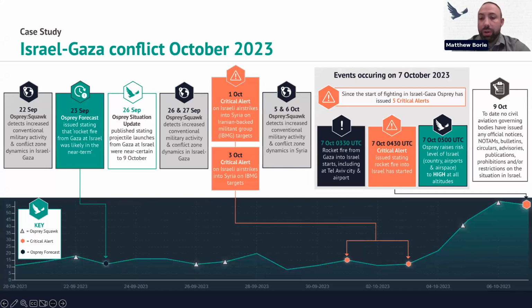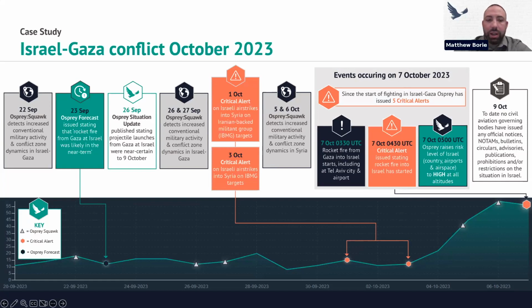As we've seen over the course of the last couple of years, there have been several major conflict zone incidents that have disrupted the aviation operating environment in specific regions and even had global impacts. One of the things that I found interesting when Andrew was going through that ISO 31000 risk management process was, when you think about the risk identification piece, how useful technology is in those types of situations, especially at Osprey. And we look at this Israel-Gaza case study.